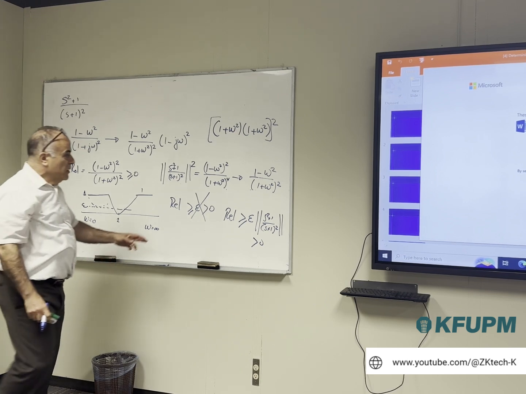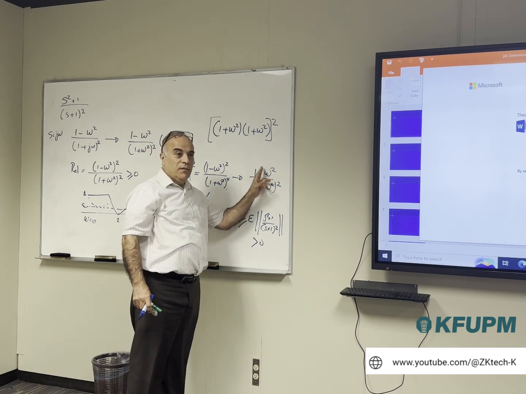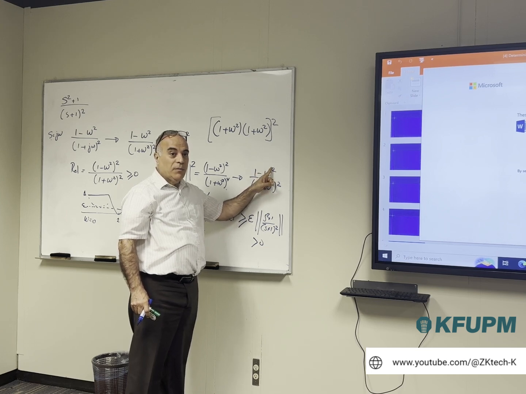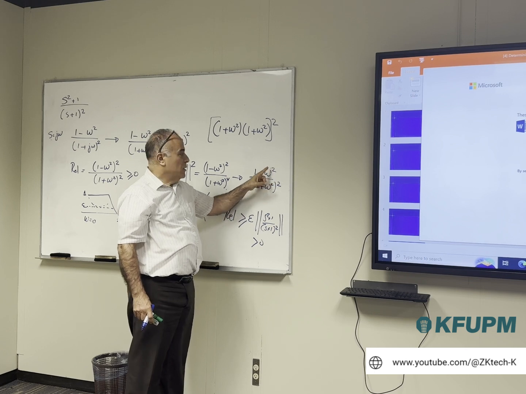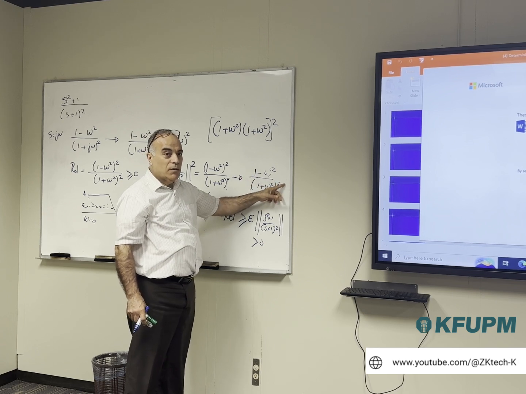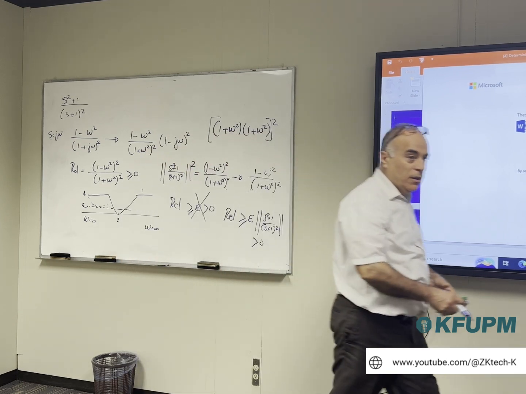So this term, not always negative, but we cannot define if this term is positive or not. 1 minus omega squared depends on omega. So if omega is bigger than 1, it becomes negative. Below 1, it's positive. So there is no sign that I can say this is bigger or equal to 0. And so here there is an issue with the amplitude.